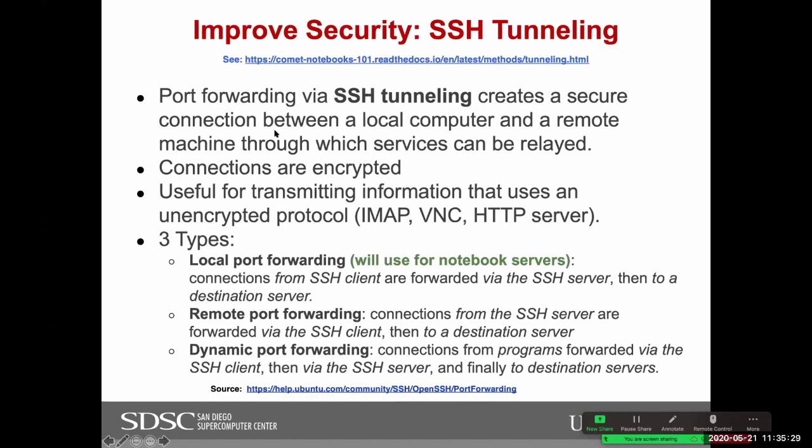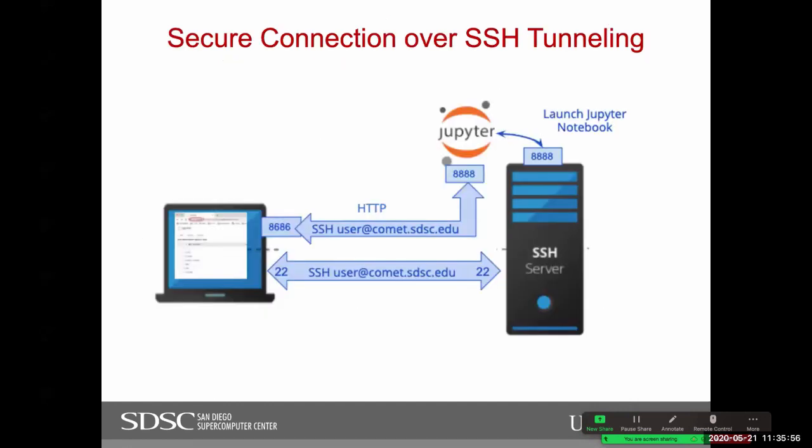Port forwarding is when you connect an SSH connection between two ports that you know about. The typical SSH is between port 22 and 22. The connections are encrypted, and it's used in a lot of places. There are three types: local port, remote port, and dynamic. We'll focus on the local port because that's what we use. That's what I'm suggesting you use for the notebook service, and it's pretty common.